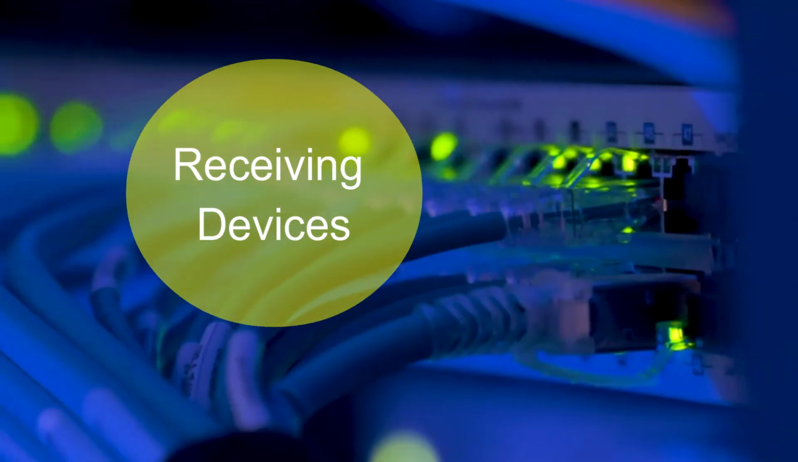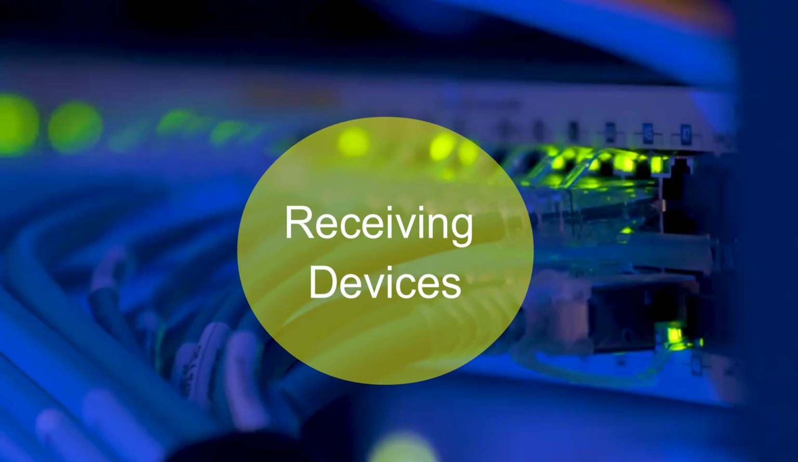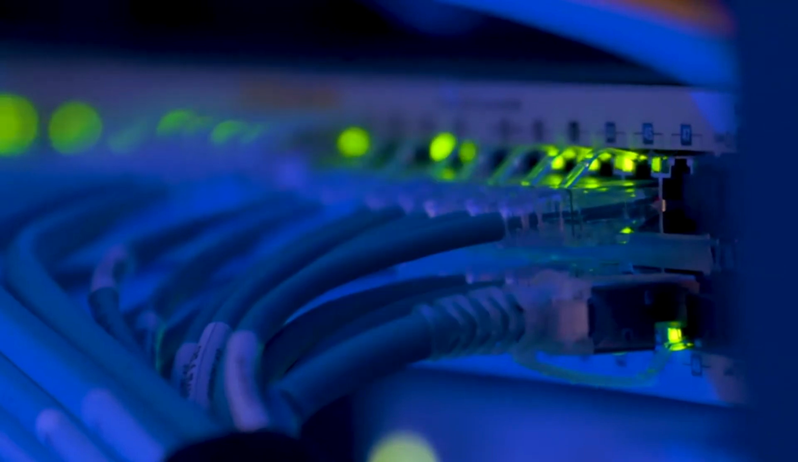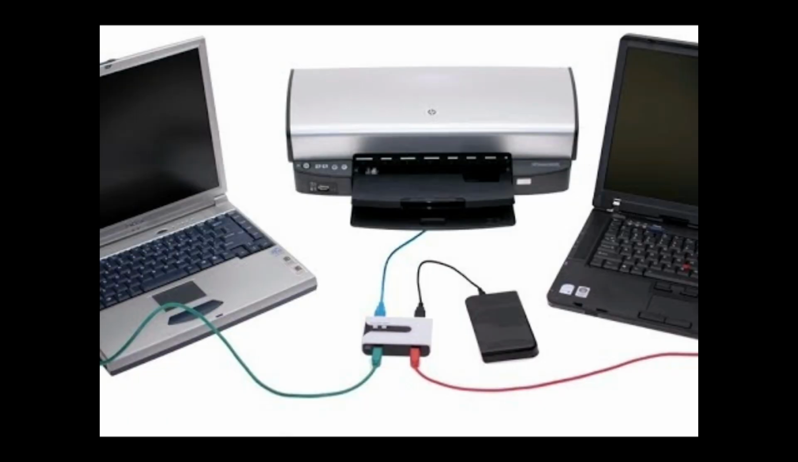Receiving devices, again evident from the name, are the devices that receive data from other devices in a computer network. If we take the previous example, when you send a file to a printer to be printed, in this case, the printer is the receiving device. Similarly, you can send data to a storage device or another computer.